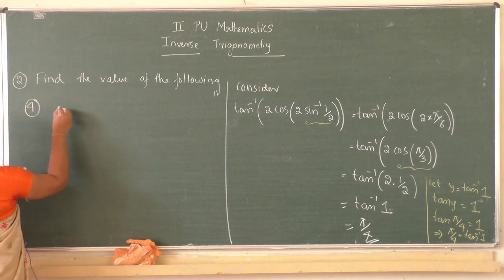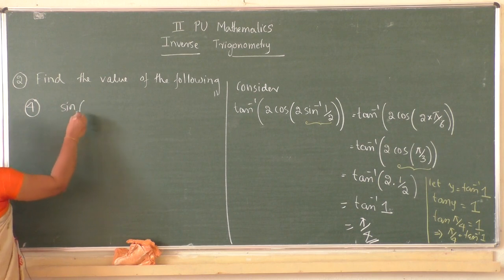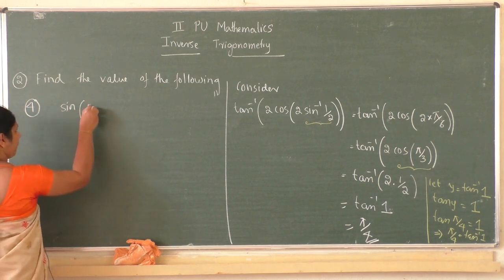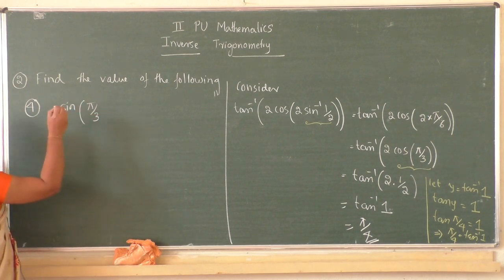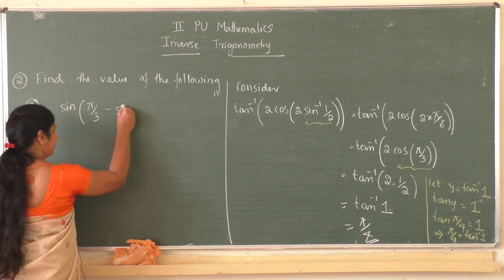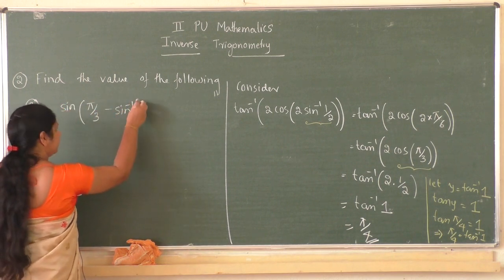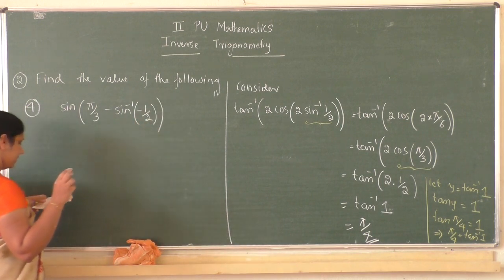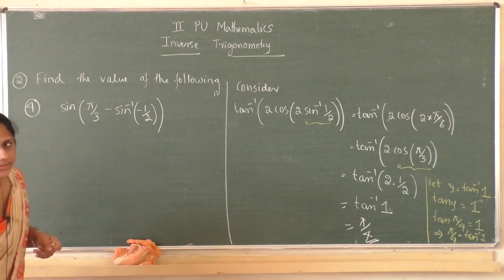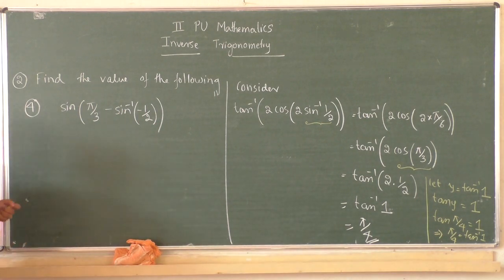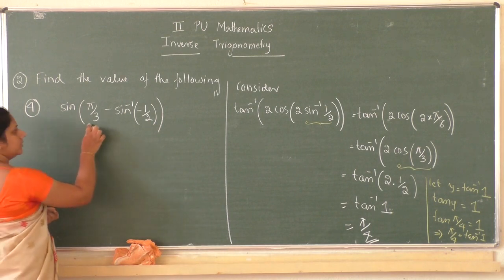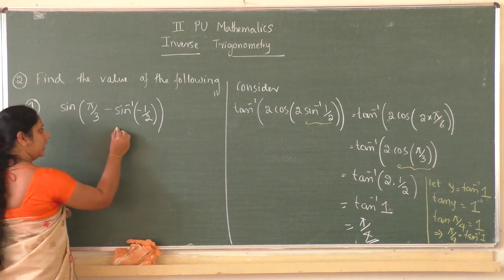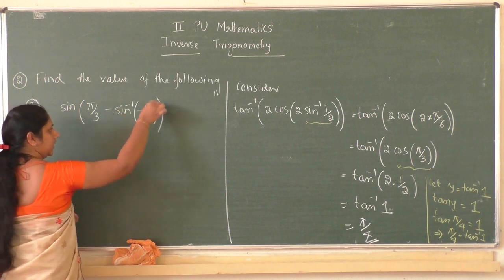Next question. Sine of pi by 3 minus sine inverse of minus half. First we have to simplify this term. Before that we have to simplify this term.